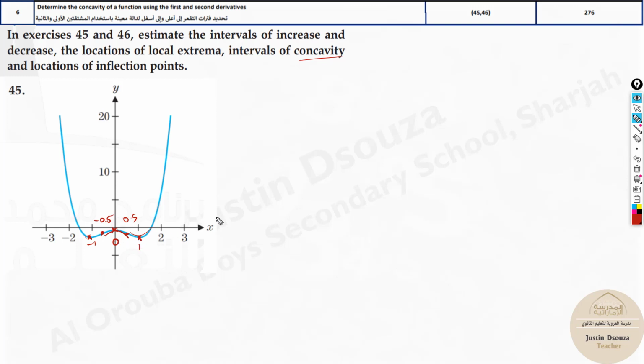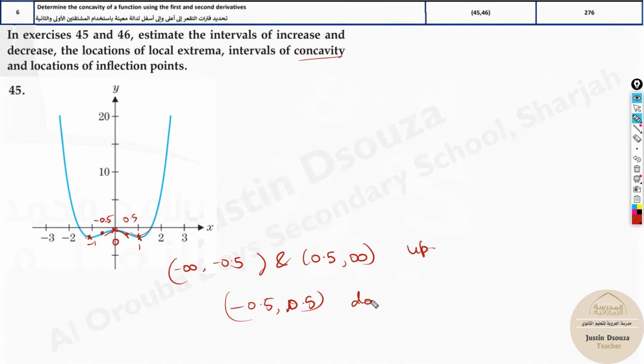So now what would be the interval? We can say from negative infinity until negative 0.5 it is concaving up, and again it will concave up from 0.5 till positive infinity. Where is it concaving downwards? From minus 0.5 to, I should put, positive 0.5. This is down. So this is the thing.